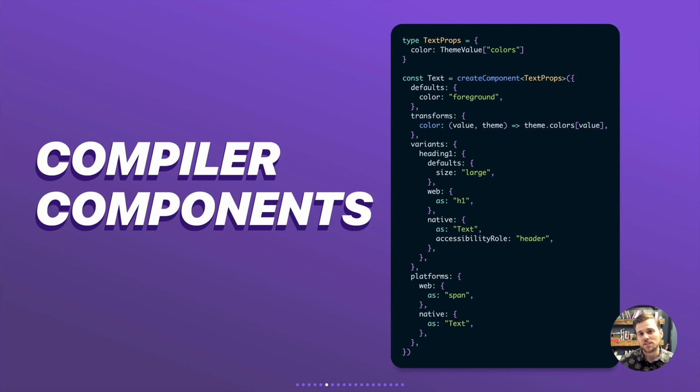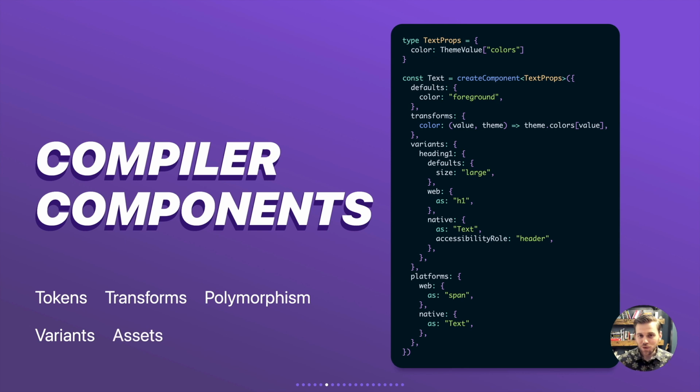In most front-end systems, we deal with the same problems: themes, transforms, polymorphism, variants, assets, and overrides. Although a bit meta, let's see how compiler components allow for best-in-class performance and developer experience. Just a note that overrides are still a work in progress in the overall system. However, we will see how we can use overrides when dealing with assets.